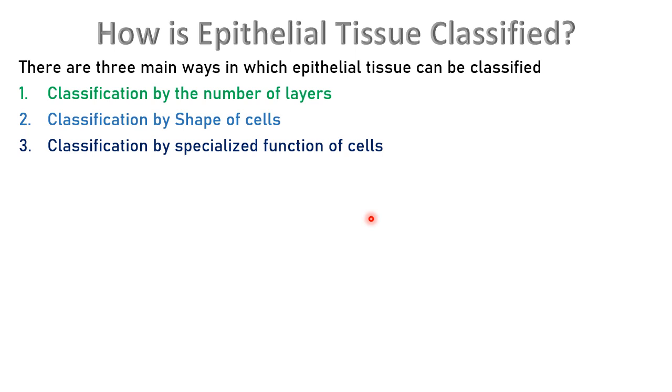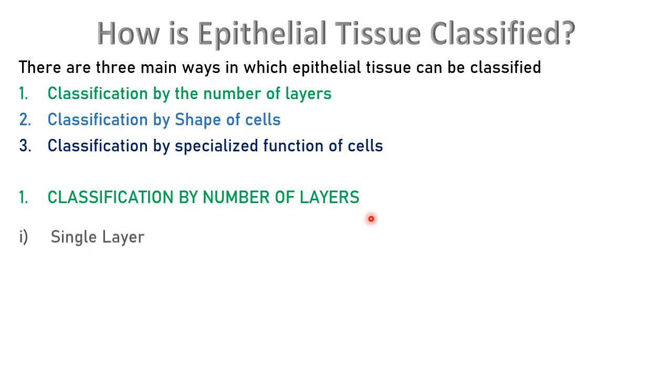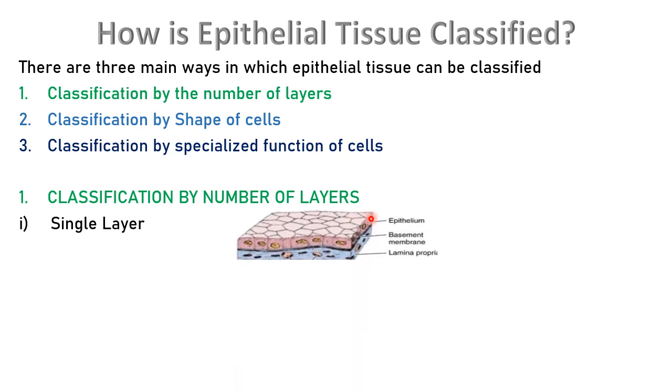So let's start with the first one, classification by number of layers. Like I said, we have a single layer, right? When you talk of a single layer, as you can see, like this. This is a single layer of epithelia on top, and this is a basement membrane. This black stain here is a basement membrane. All right. So how do you call epithelial tissue with only a single layer? You call it simple epithelium. I hope that makes sense.